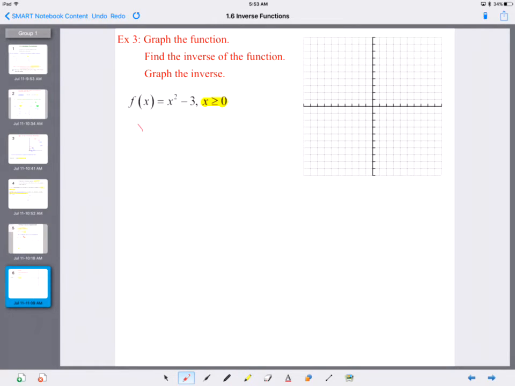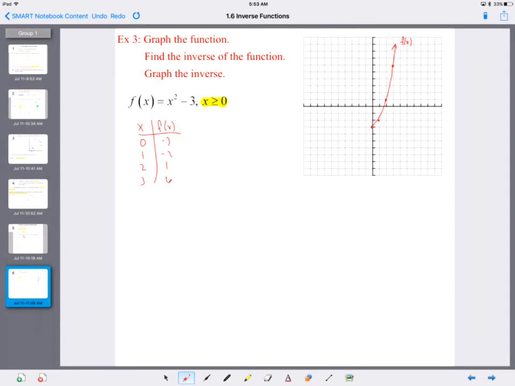So when you go to graph it, you're only graphing the values that are greater than or equal to 0. So to graph this function, if you want, you could do a t-chart, but you only need values that are greater than or equal to 0. So if you plug in 0, 1, 2, and 3, those are the points that you would plot. So at 0, negative 3, 1, negative 2, 2, 1, and then 3, 6. So this is f of x.